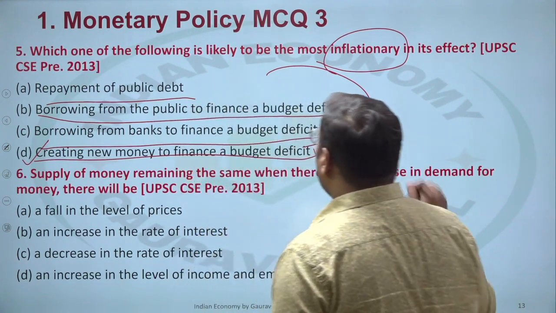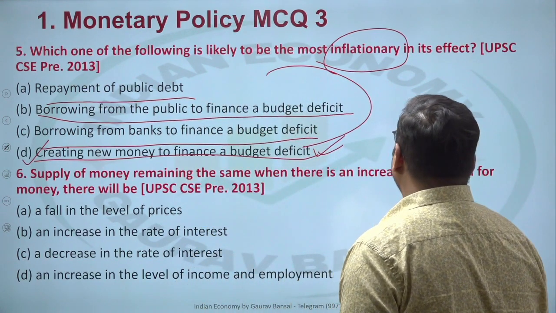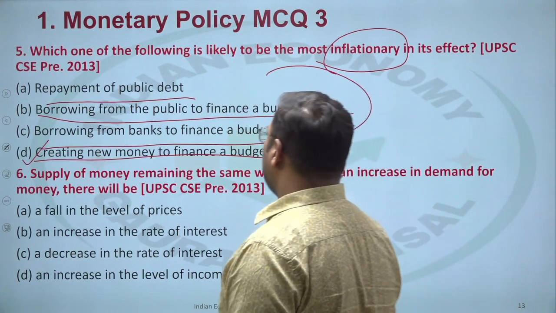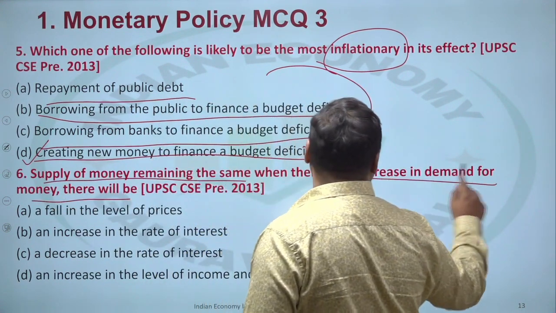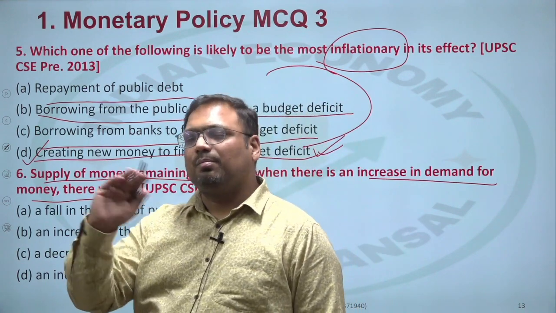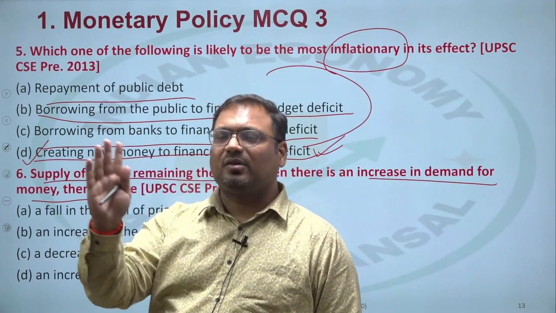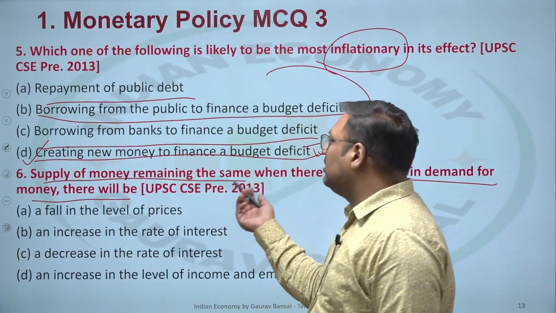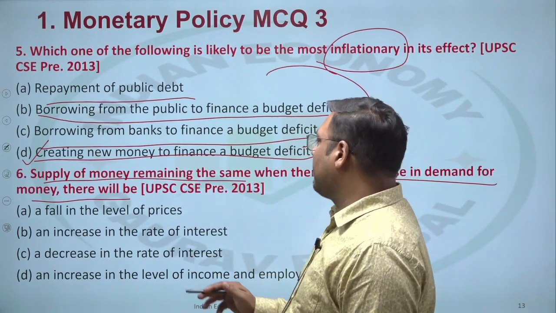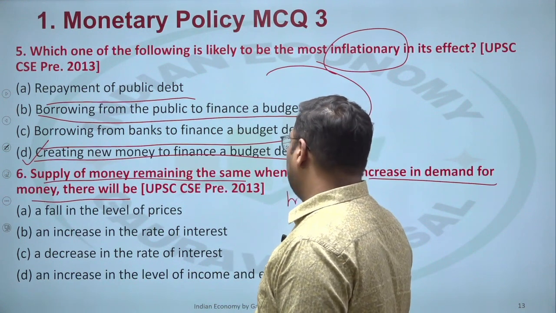6th, supply of money remaining the same when there is an increase in demand for money. If supply is the same and there is an increase in demand, forget about money, simply in demand and supply, if supply remains the same and demand increases, price rises. Here it is the interest rate which gets affected. Okay, interest rate rises.